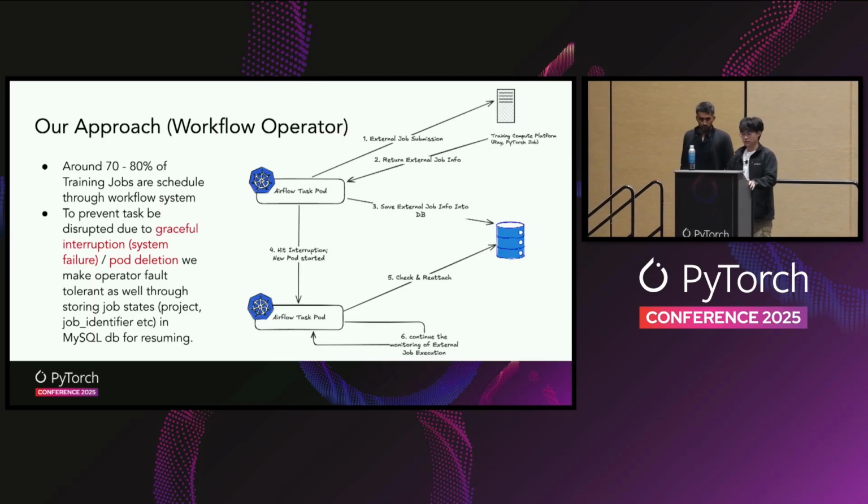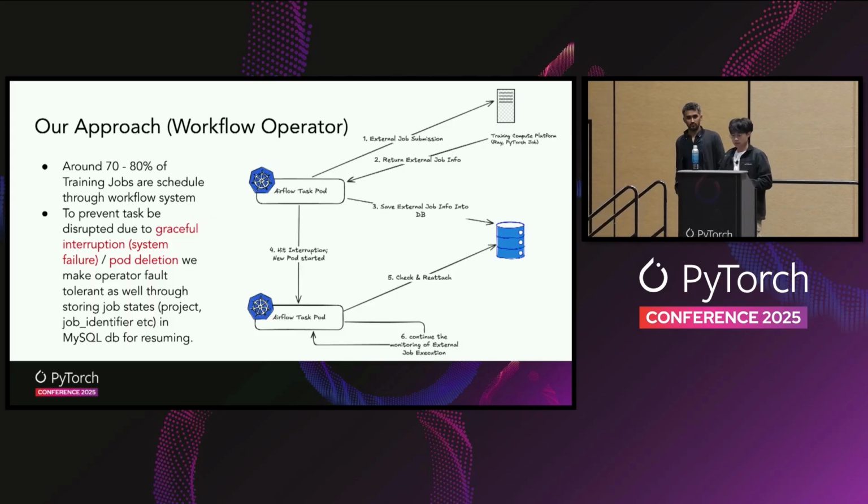Another aspect that we do for fault tolerance is, remember we have workflow failures that can happen, and whenever that happens, we will tear down the job itself. So we made the operator itself fault tolerant as well, to avoid disruption from graceful interruptions, system failures, or pod deletions. We do it by persisting the job state, such as project, job identifiers, and related metadata, into a MySQL database, enabling the operators to detect interruptions and then resume from the last known state rather than restarting from scratch. And this significantly improves reliability and reduces the wasted compute that happens on the workflow side.